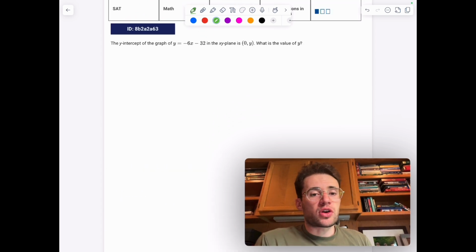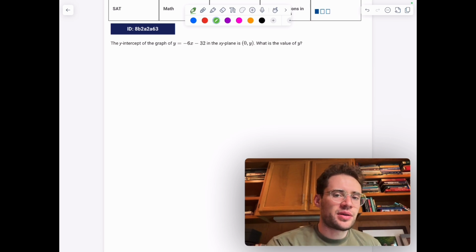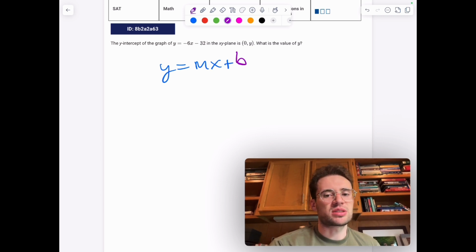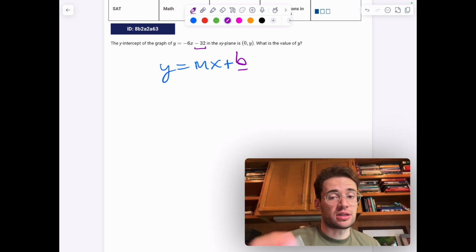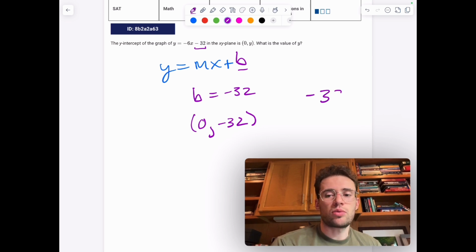The y-intercept of the graph of y equals negative 6x minus 32 in the xy plane is 0, comma y. What is the value of y? Well, here they gave it to us in slope-intercept form. So if you know that y equals mx plus b, the b is the y-intercept. So you're adding negative 32, right? It's minus 32 at the end, so that means that the b value is negative 32. So if you wrote that out, it would just be 0, comma negative 32. So negative 32 will be our answer.